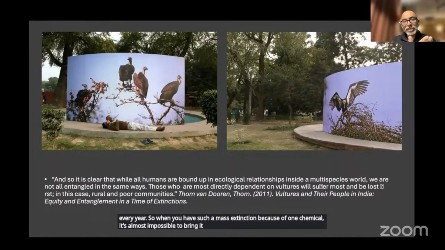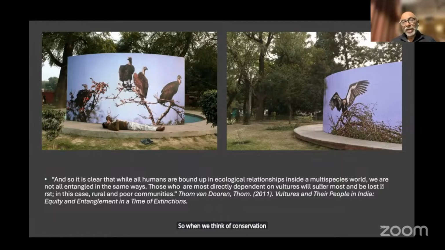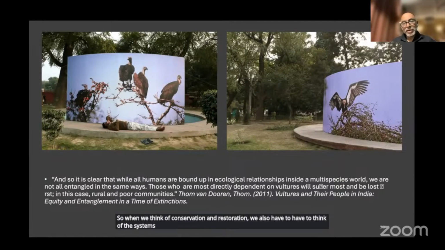These images you see on the screen are images I shot in the early 70s and 80s when I was a bird watcher. And these are from Delhi, from the forest in Delhi. And of course, you don't see any such vultures anymore. They're completely gone. So when we think of conservation and restoration, we also have to think of the systems which are deeper than what appears on the surface, which have caused these kinds of extinctions or destructions.